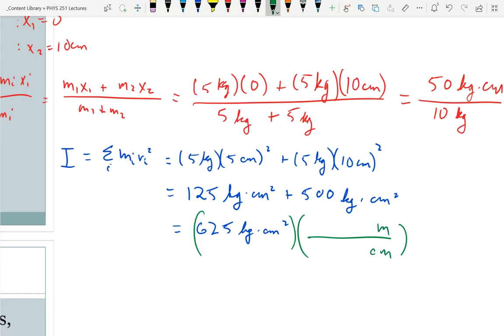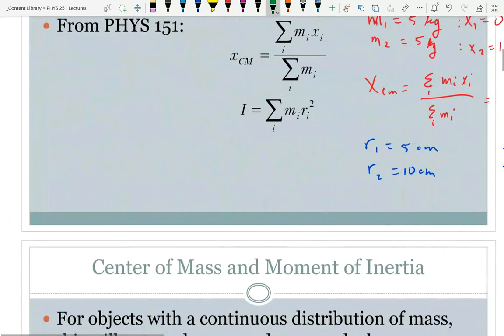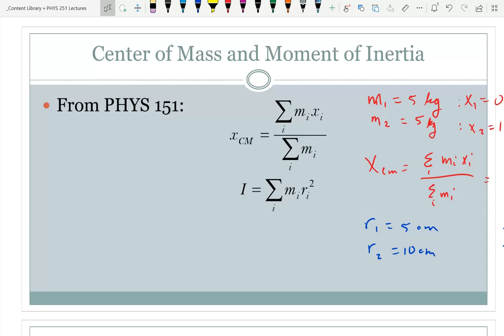So you need meters squared over centimeters squared, which is 1 over 100 squared. Just square the whole conversion factor. You have to make sure you square the 100 too, so that's 10,000. And so that's going to be 0.0625 kilograms times meters squared. So that's the way that we have for Physics 151 to do it.